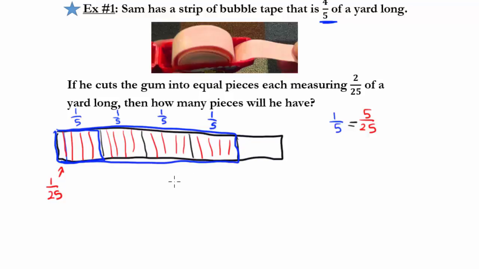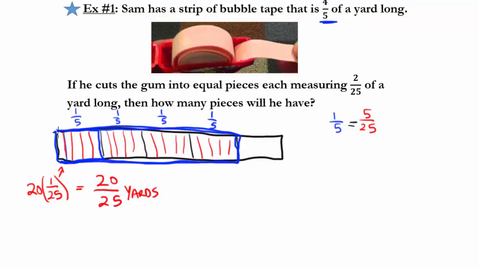Altogether, how many 25th pieces are there in this whole roll of bubble tape? And we can count them. 1, 2, 3, 4, 5, and you'll count that there are 20 of these in here. So there are 20 of these 1/25th pieces. That's how long the bubble tape is. In other words, the bubble tape is 20/25, 20 25ths of a yard. We're dealing with yards. So this is the whole bubble tape. And now that we know that it's 20 25ths and each one is measuring 2/25ths, the question is, how many 2/25ths are there in 20 25ths?